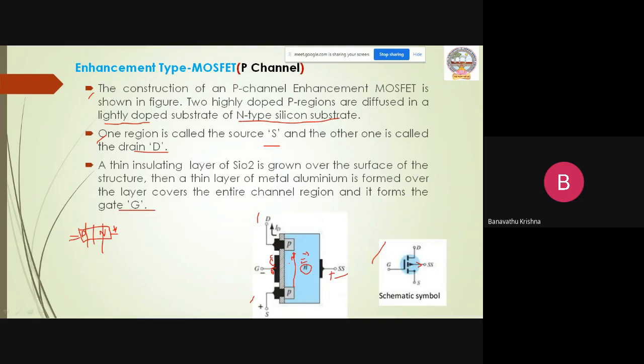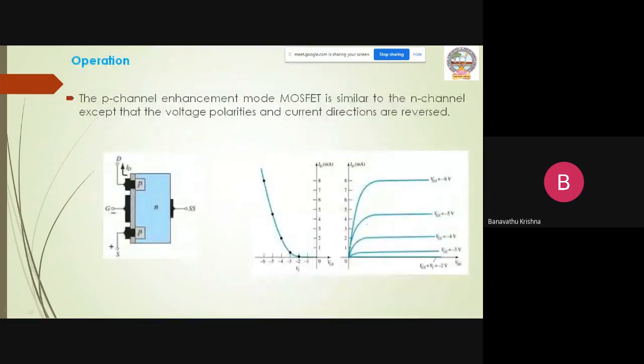Now we want to discuss in detail the operation and characteristics of a P channel enhancement mode MOSFET, right? This is the drain characteristics and transfer characteristics of the P channel enhancement mode MOSFET. The P channel enhancement MOSFET is similar to the N channel except that the voltage polarities and current directions are reversed, right? Let us see here.